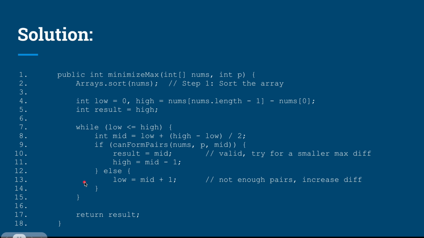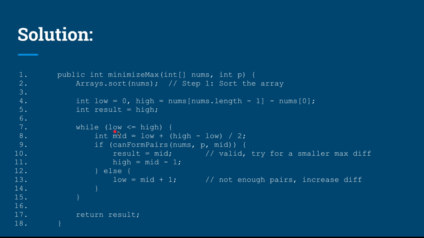Now understand the solution. As I told you, first step we need to do what? Sorting. So if you do Arrays.sort in Java programming, you will get the sorted array, right? Automatically it will get sorted. Now low is 0. After sorting, you have seen that there was a 10 and there was 1, so the high was coming at 9.